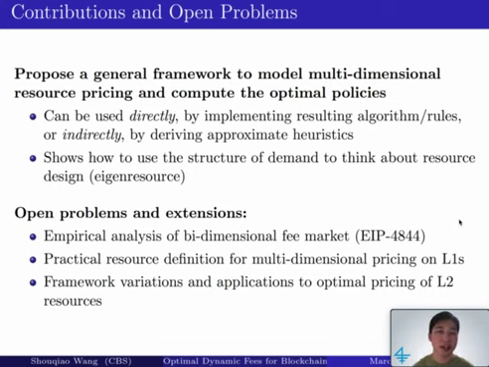And here are several open problems. First, after the launch of EIP 4844, we can do some empirical analysis of our bidimensional fee policy. Additionally, there are challenges of defining practical resources for multidimensional pricing on Layer 1, ensuring efficiency and fairness. Lastly, we will explore framework variations for optimal pricing of some Layer 2 resources in the future.